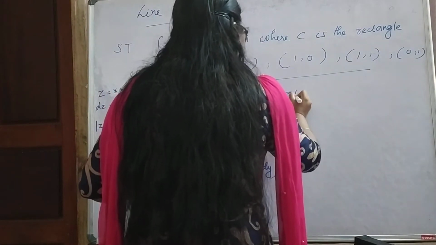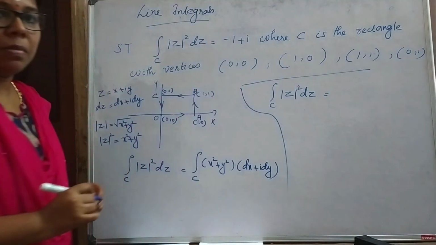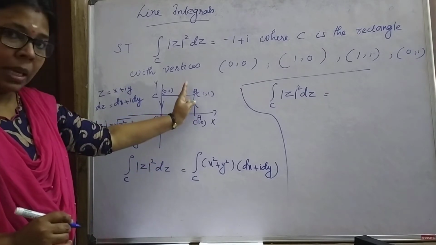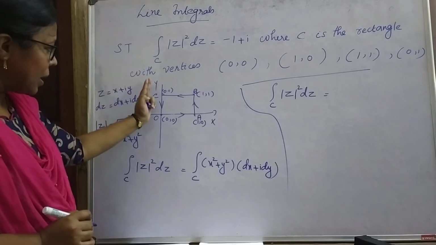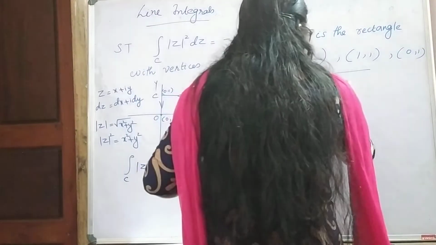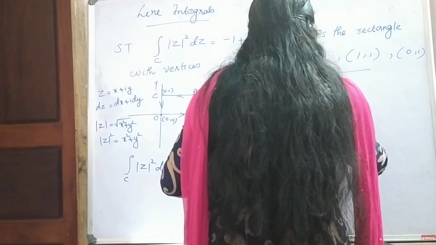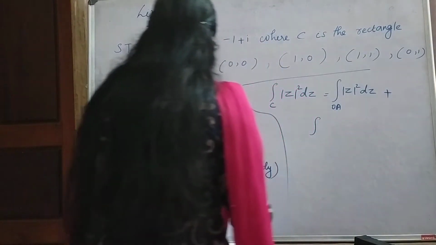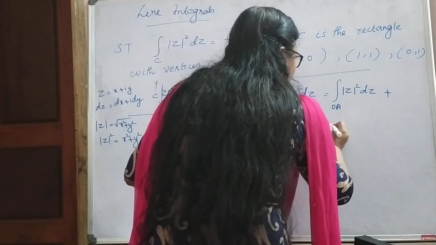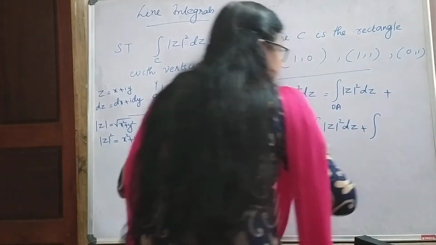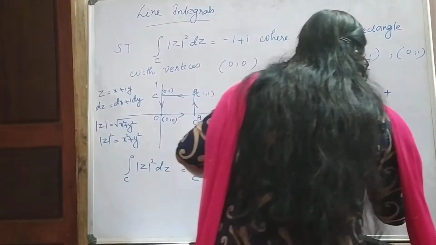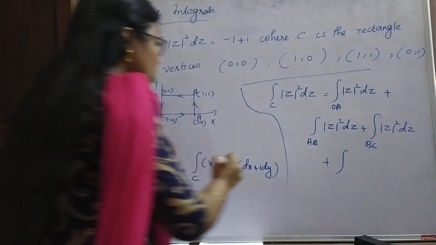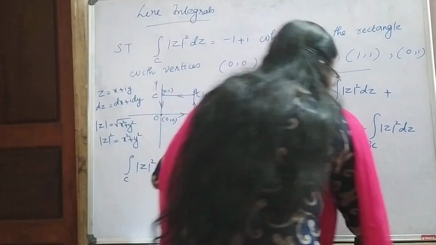The integral over C of mod z square dz is the summation of four integrals: the integral along the path OA, then the integral along the path AB, then the integral along the path BC, then the integral along the path CO. That is, integral OA mod z square dz plus integral AB mod z square dz plus integral BC mod z square dz plus integral CO mod z square dz.